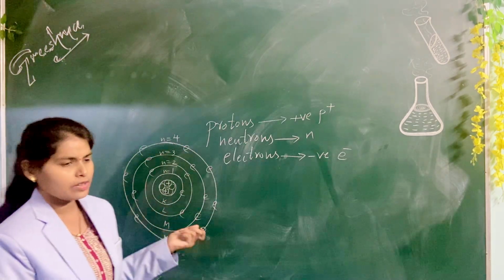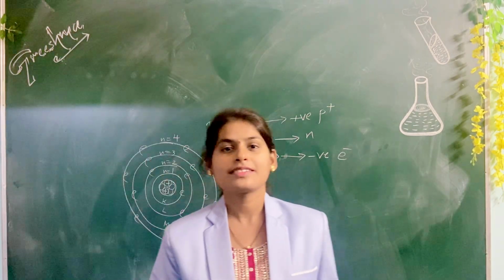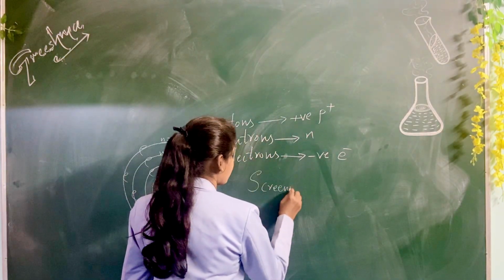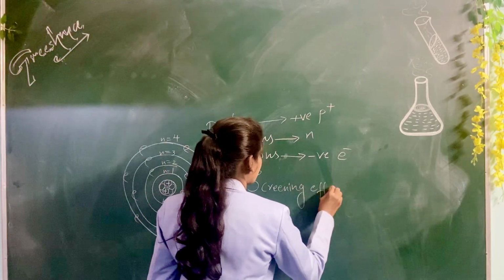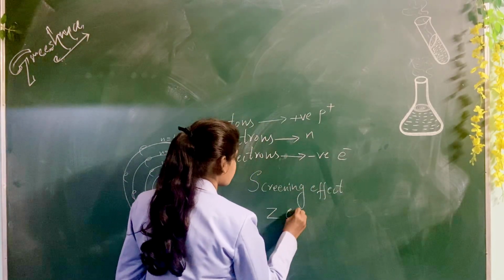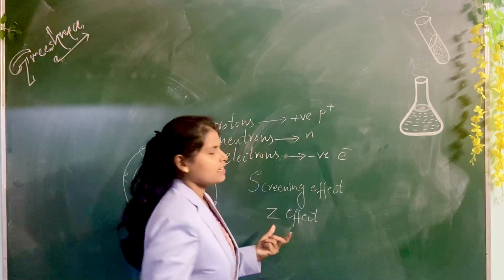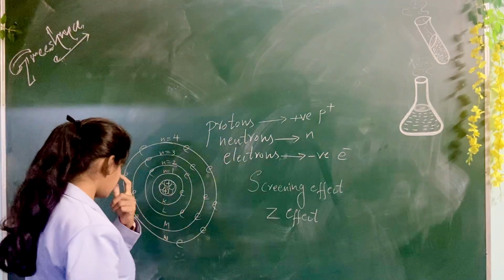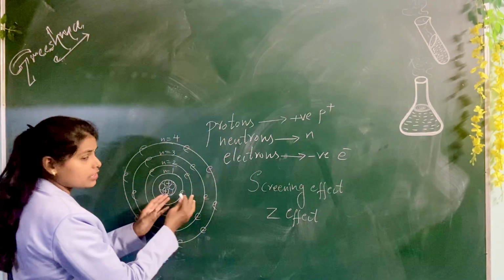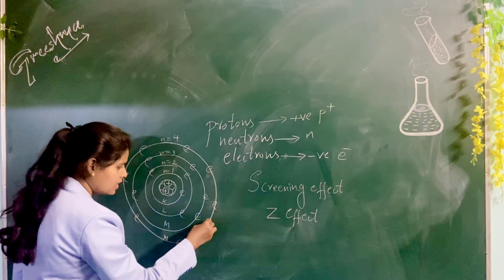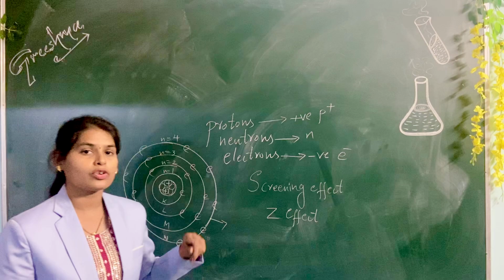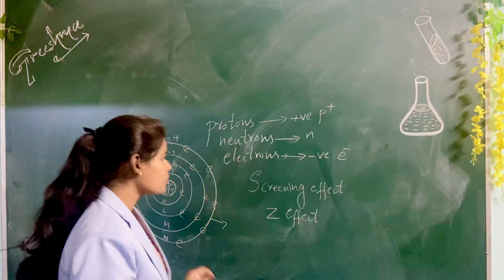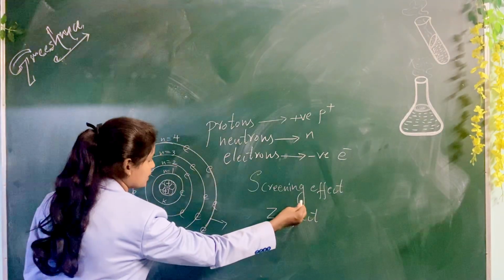Now, a very important key concept called the screening effect. What is the screening effect? You must know this. The screening effect can also be called the Z effect. Screening effect or Z effect means the same. If you consider the different shells we have, this is the last shell. This last shell can also be called the outermost shell, or the valence shell. Now, what is the screening effect with respect to this topic?